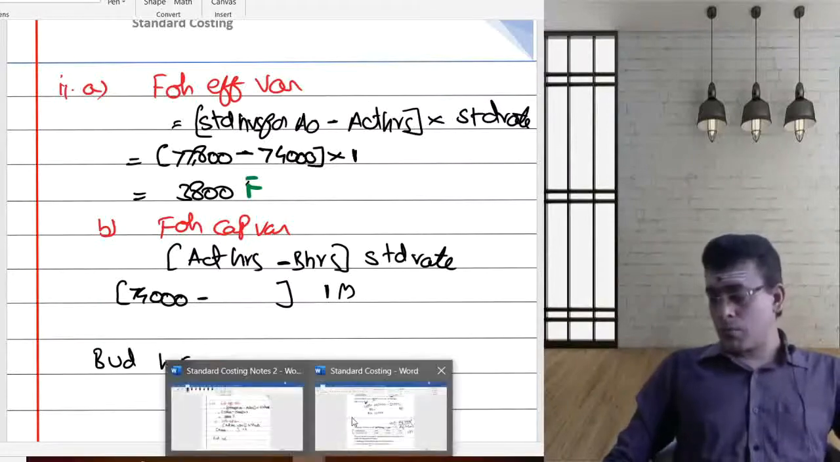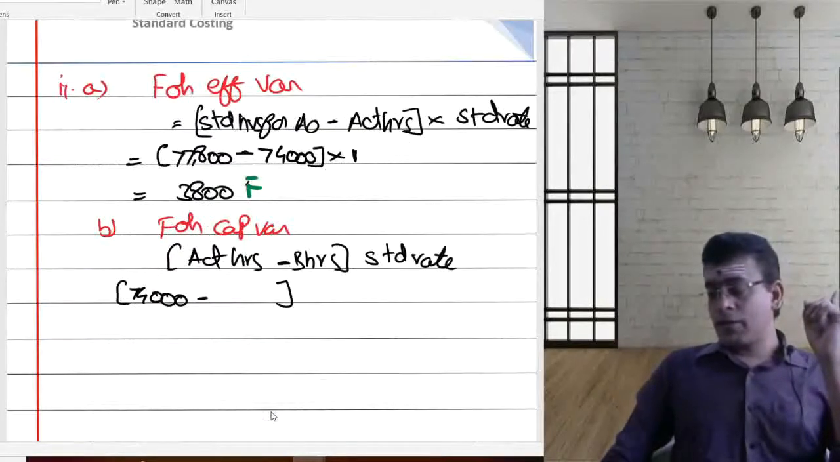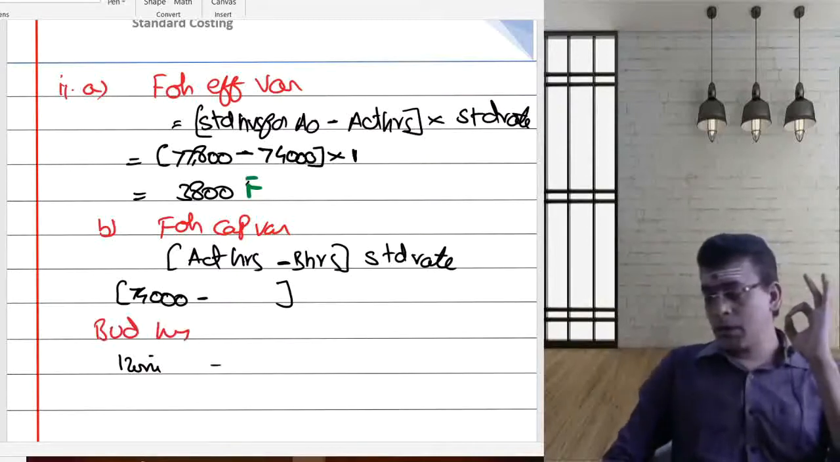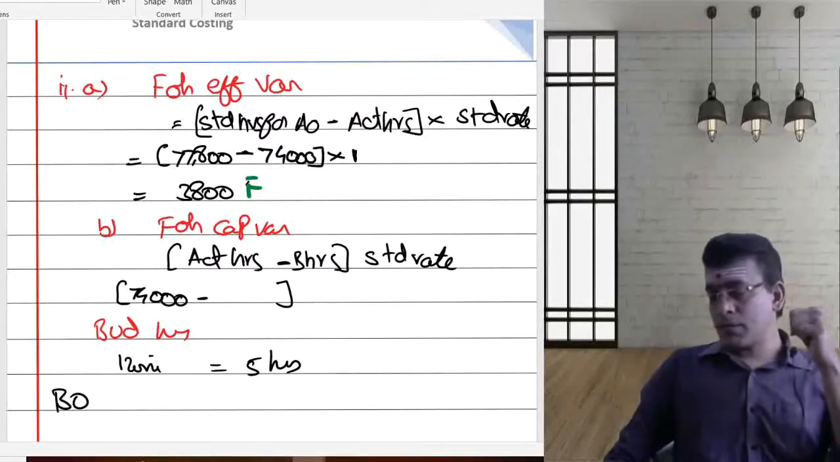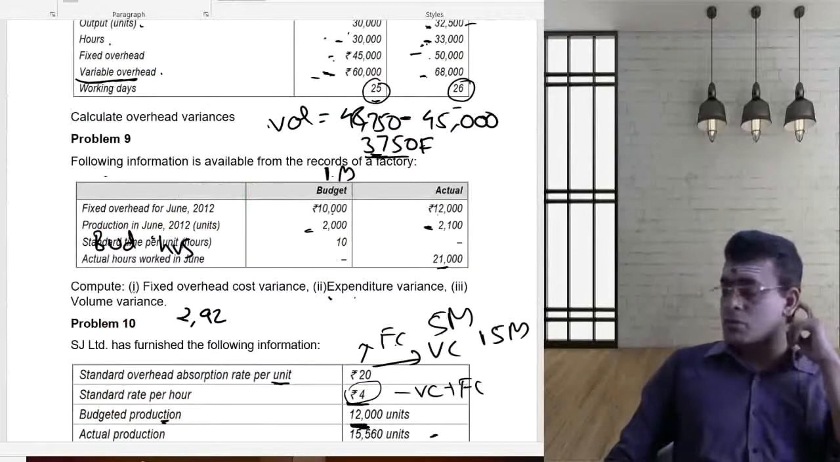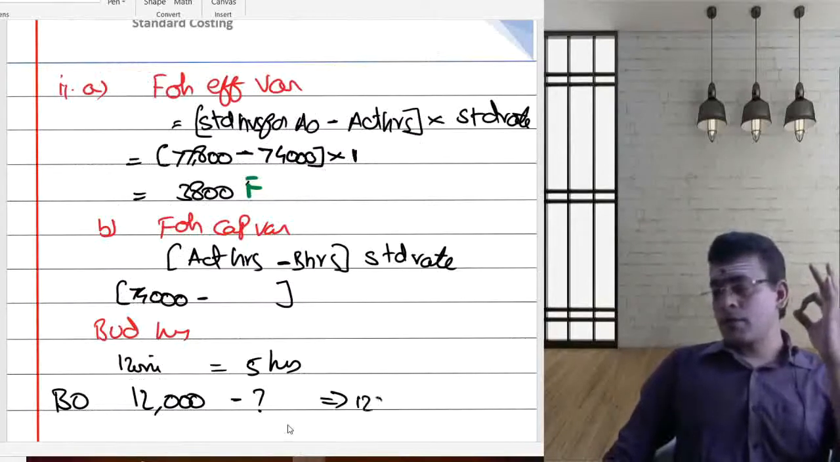Now, what is required? Calculate your budgeted hours. For this, let us move on to the problem and see what information is there. One piece of information we have already calculated: 1 unit requires how many hours? 5 hours. Now budgeted output is required. The problem specifies your budgeted production is going to be 12,000 units. That means you need to produce 12,000 units, and 1 unit you produce in 5 hours. So 12,000 into 5 gives you 60,000 hours.